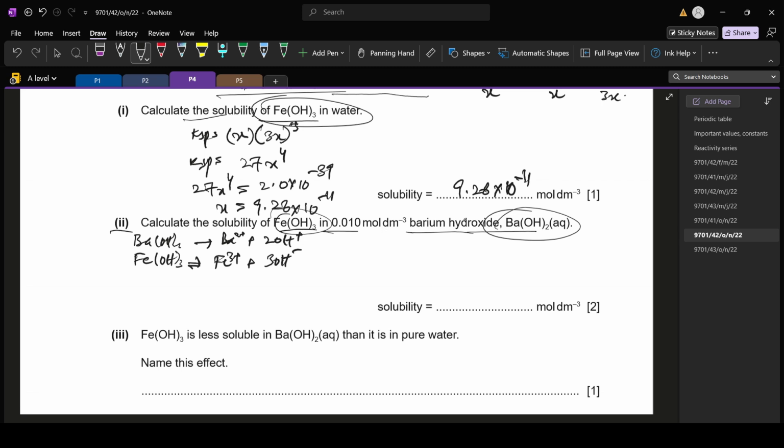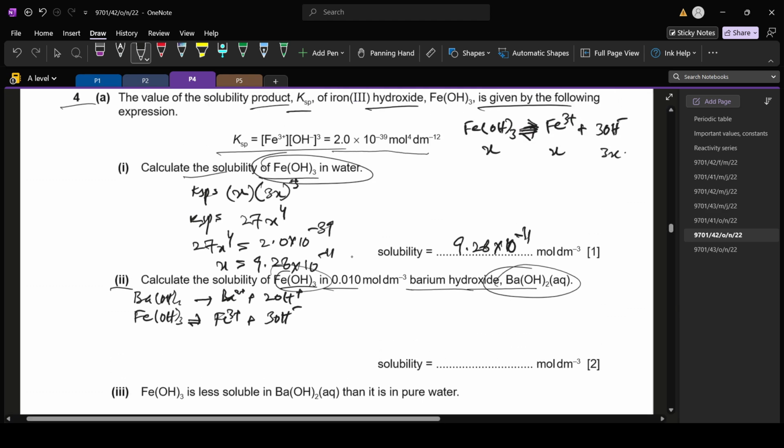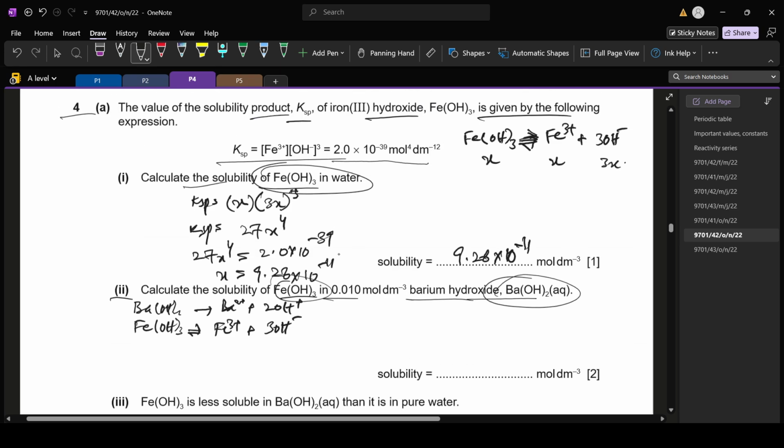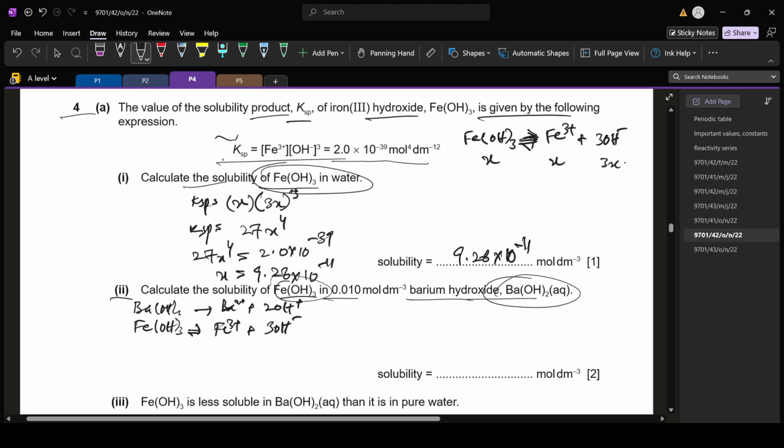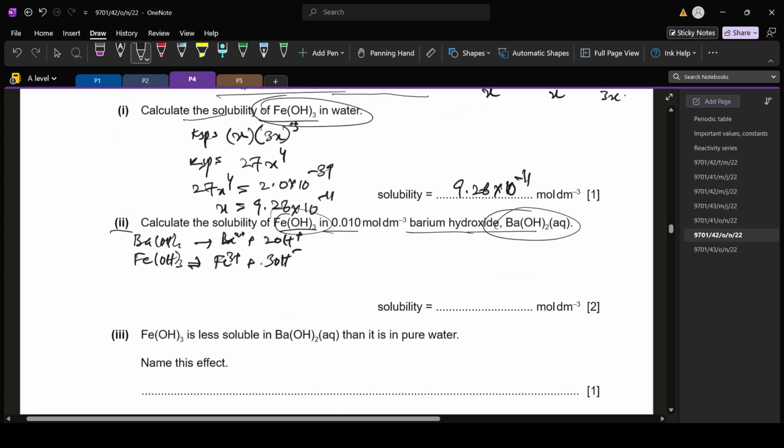of barium hydroxide. So you have to see that this KSP value will not change, because the concentration cannot change the value of KSP. The KSP value will only be affected by the temperature. Now you have to see the concentration of this OH ion. The concentration of OH ion increases in this reaction, so the equilibrium will shift to the left side.